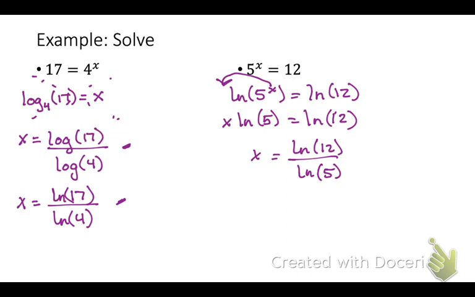Look at that. Do I get the same answer basically? Yeah. Could I have still done log base 5 of 12 equals x? So x equals log of 12 over log of 5? Either way. See how that works? There's multiple ways I can do that.